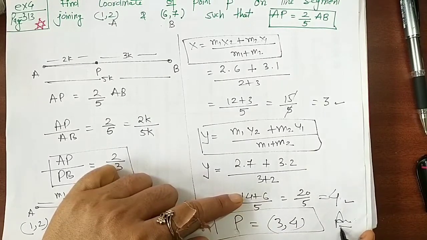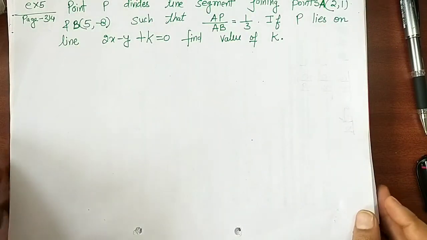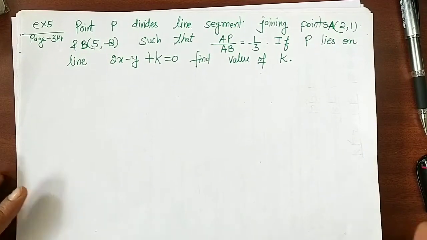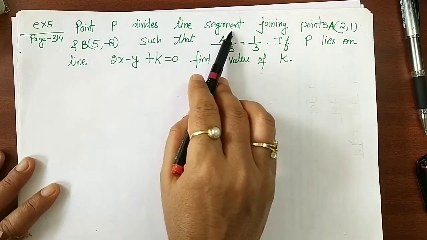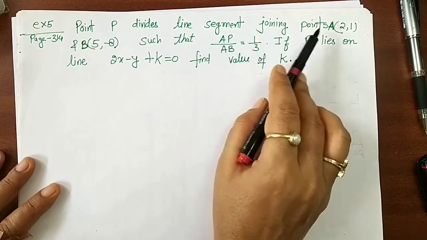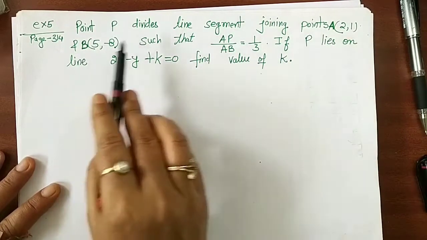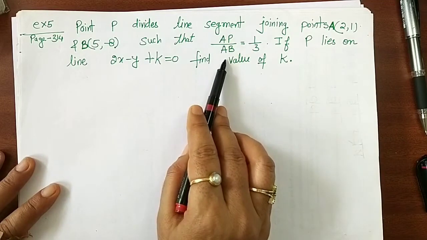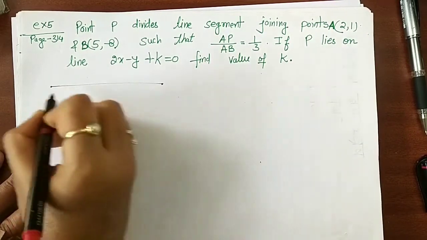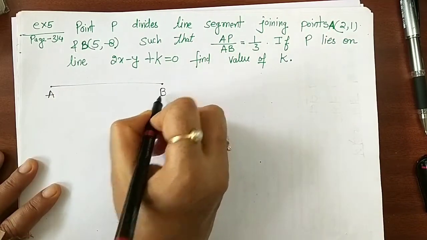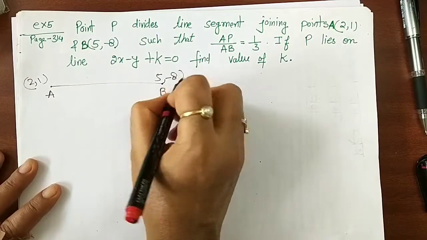This is my answer. Let's do example number 5, guys, from your book. They are saying point P divides the line segment joining A and B such that AP by AB is given this. So it is similar to the previous one. Let me draw the diagram. They have given A and B. A is 2 comma 1. B is 5 comma minus 8.